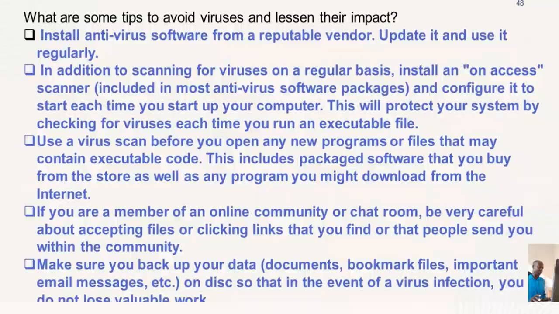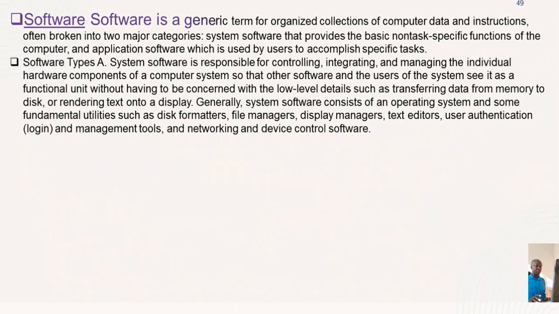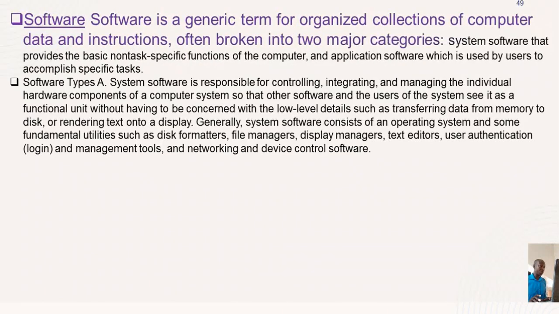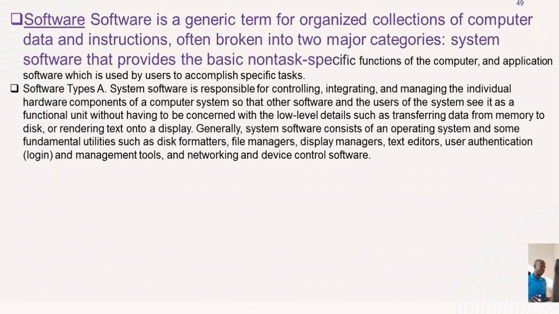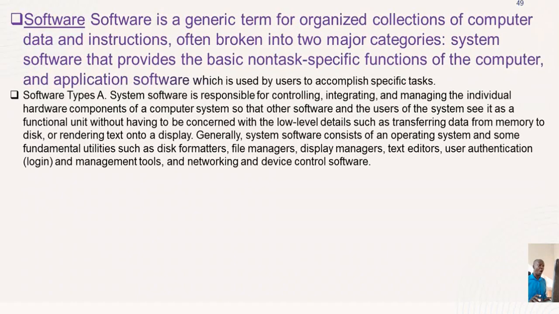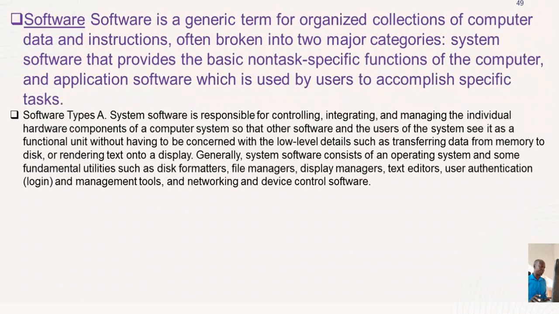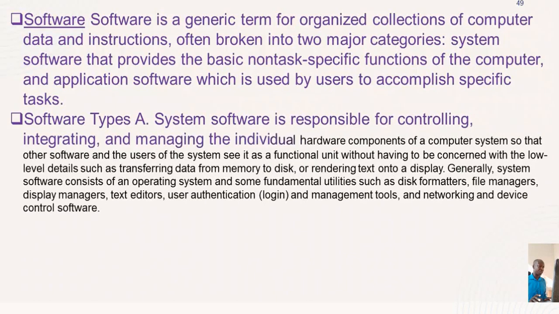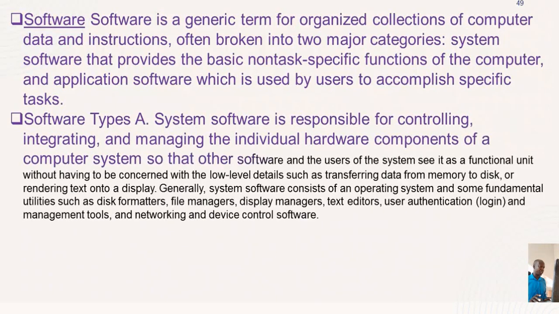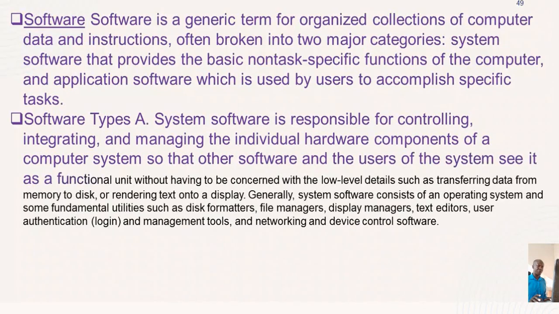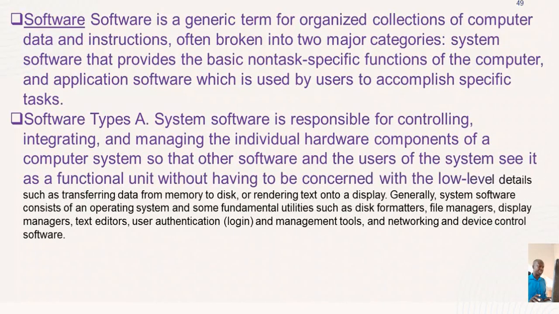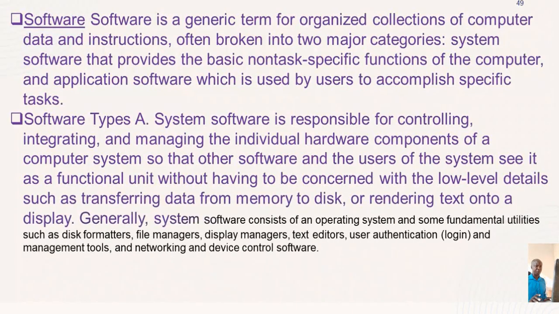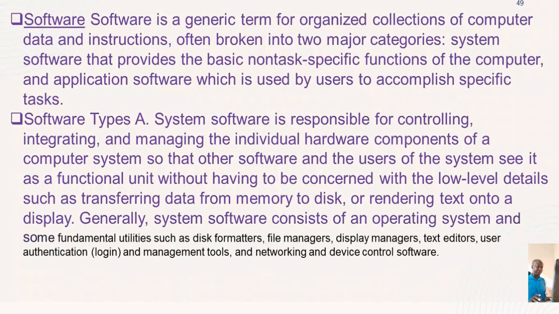Okay, you can go through them. Software. Software is a generic term for an organized collection of computer data and instructions, often broken into two major categories. System software that provides the basic non-task-specific functions of the computer, and application software which is used by users to accomplish specific tasks. Software types.